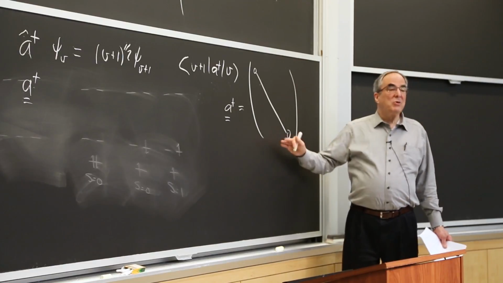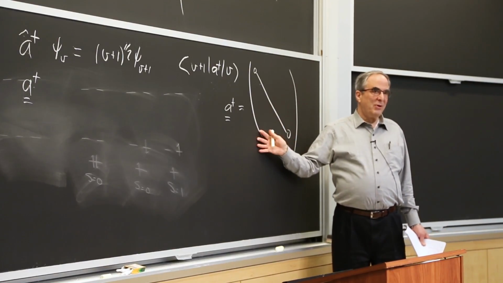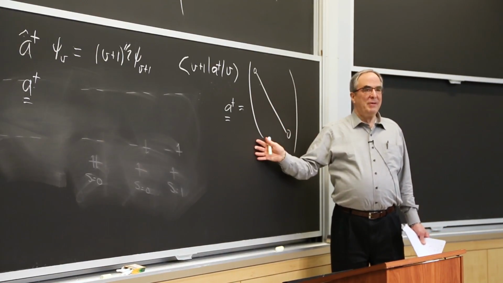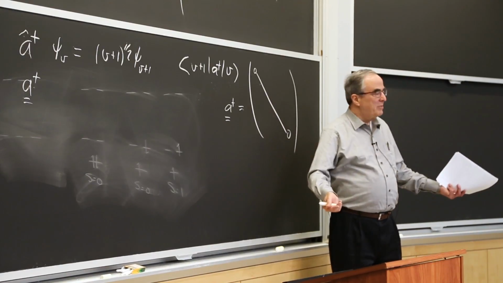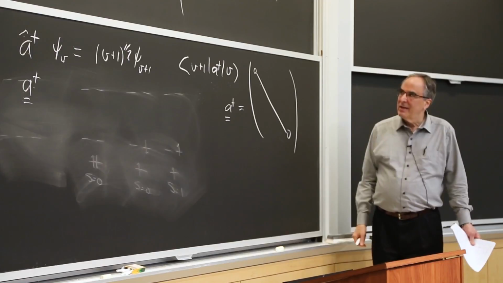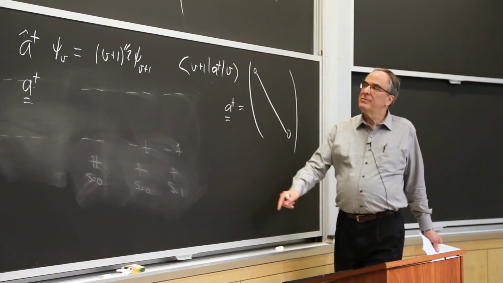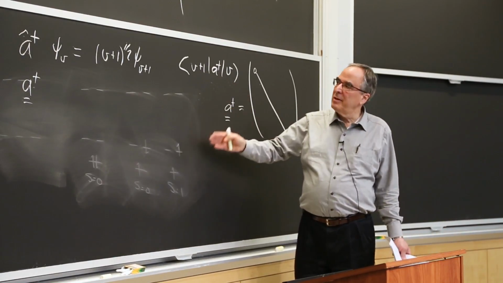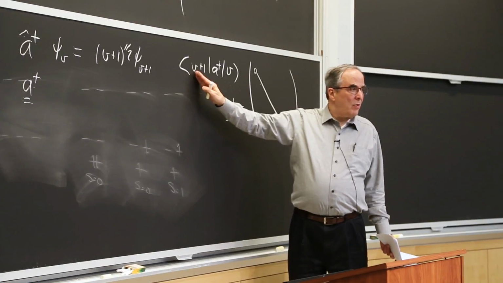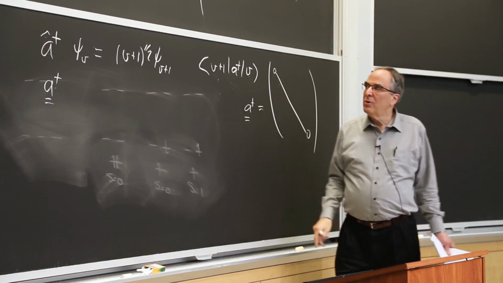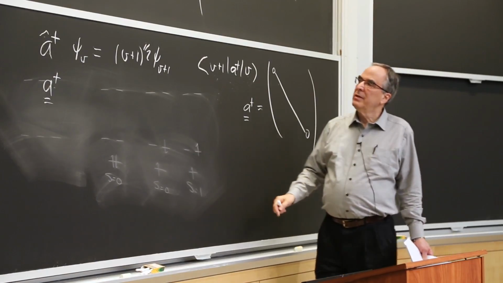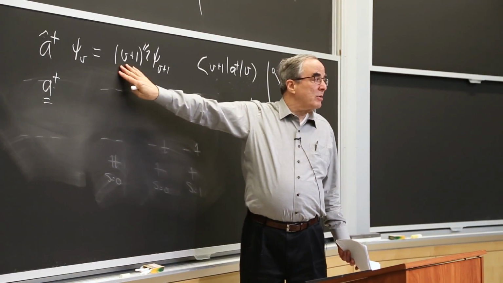Now, most of the elements in this matrix are 0, and you don't want to draw them, because you'll just be spending all your time writing zeros. So we want a shorthand. And so now, this is a matrix element. This is the row, and this is the column. And so where do I put this square root of V plus 1?